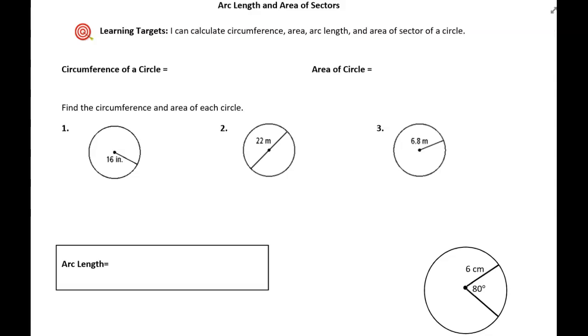Today I want to talk about page 21 and page 22 in your notes packet. So we have a learning target to calculate the circumference, area, arc length, and area of a sector of a circle. So before we do that, let's talk about the number pi.